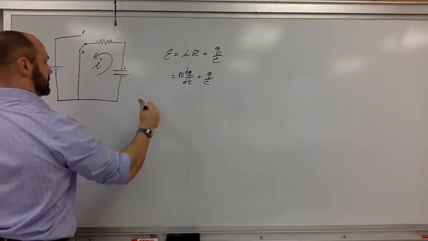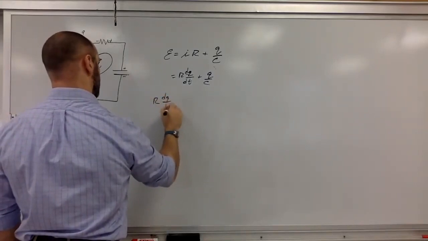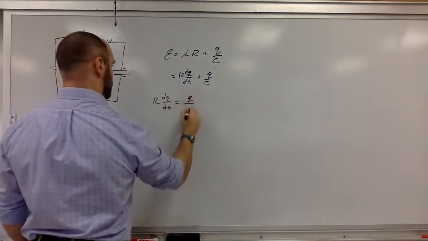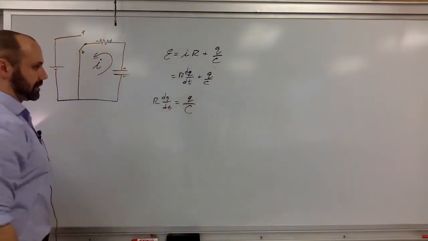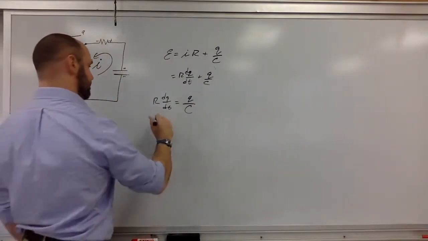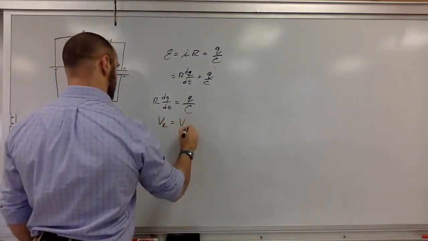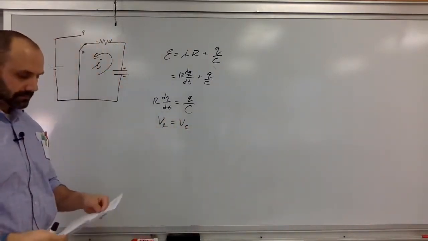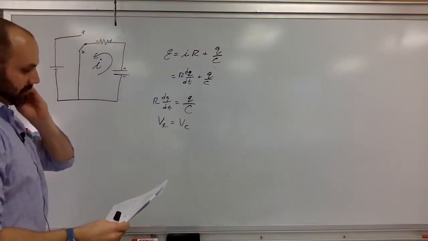And so now going across it this way, R times dq/dt, R times the current, is equal to q over C, the charge on the capacitor divided by the capacitance. So the voltage on the resistor is equal to the potential difference on the capacitor as it's discharging. And so the discharging works the same way with those types of graphs.